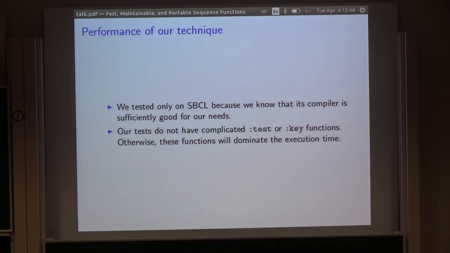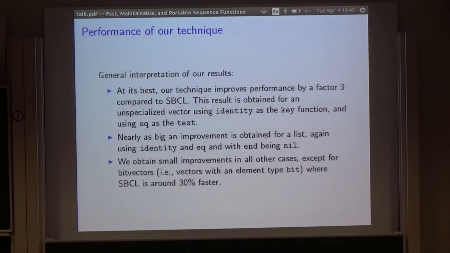The tests we had do not have any complicated test or key functions, and that's deliberate. If you have complicated test or key functions, the execution time of those functions will dominate the timing of the entire thing. So we chose the simplest one possible, like EQ, and then that is when we test as much as possible of our technique. So there's no point in having complicated key functions.